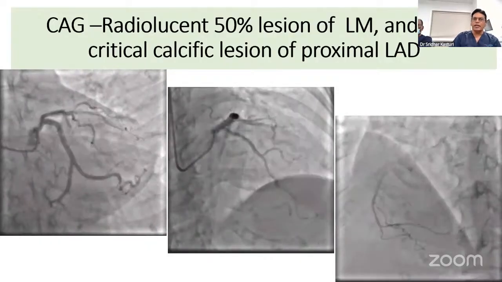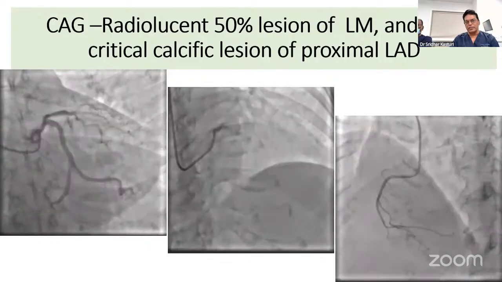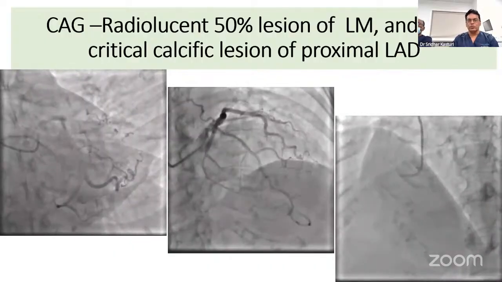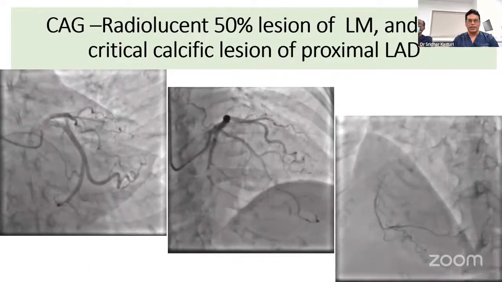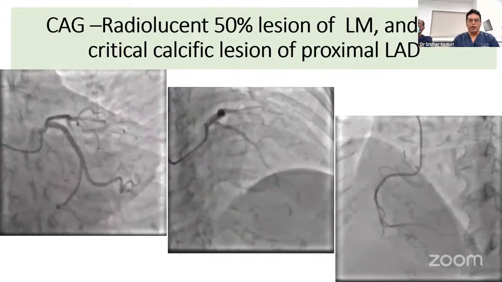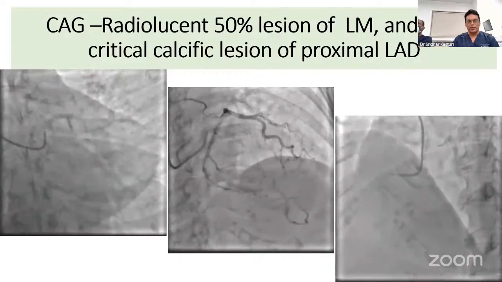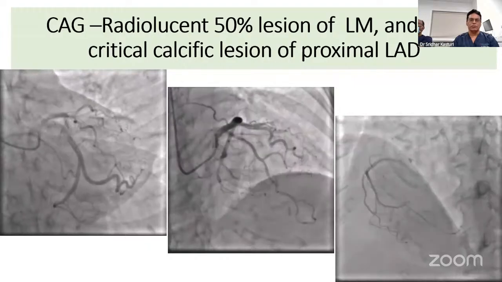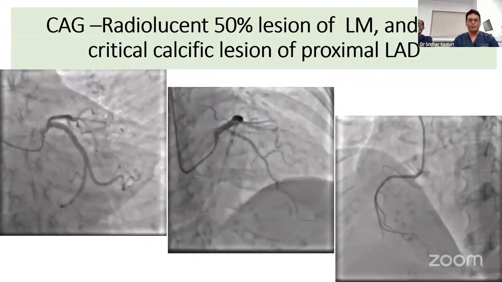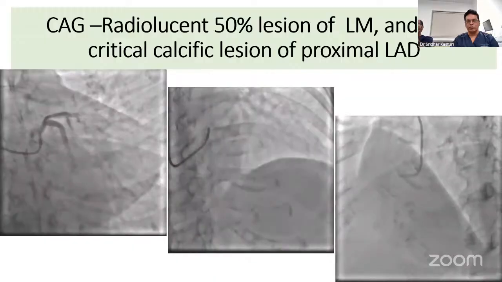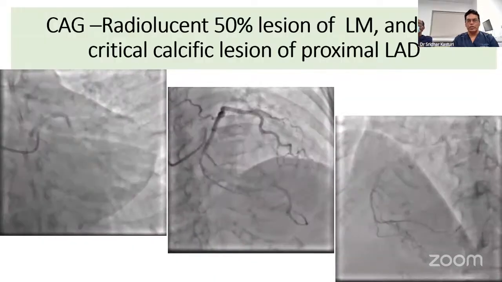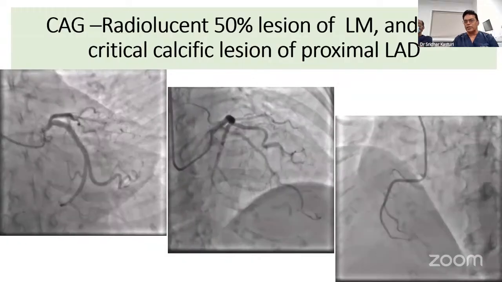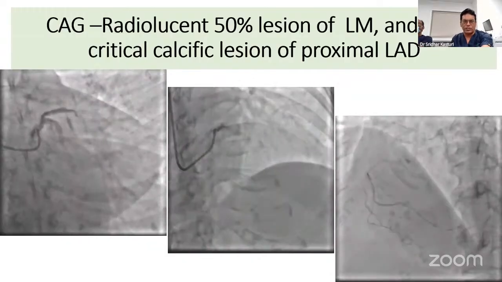Then take the IVUS study and assess the calcium severity. The main intention is to assess the calcium expansion index. So what is the arc of the calcium? Is it 90 degrees, 180 degrees, 270 degrees, or 360 degrees? And depth of the calcium, is it 0.5 or more than 0.5? And what is the length of the calcium? Is it more than 5 mm or not? So based upon that, we wanted to take a decision. And if you are using IVUS, calcium nodule is also an important feature.